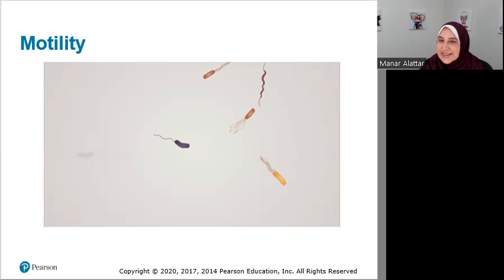So you can see here how you have this run and tumble mechanism where organisms are moving directionally, and then they can randomly change direction and then see if they can get to their destination.